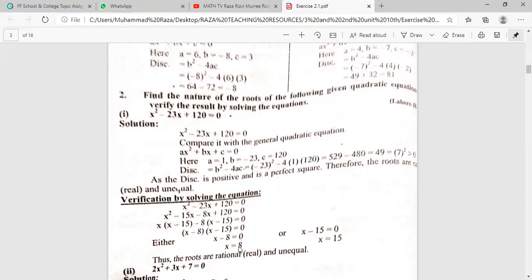Now 8 is a real number, that is rational, and 15 is also a real or rational number. So these are also positive. So the roots are rational, but they are unequal. Like one root is 8 and the other is 15. So in this way we can verify the nature, and also we can find out the roots of the given equation.